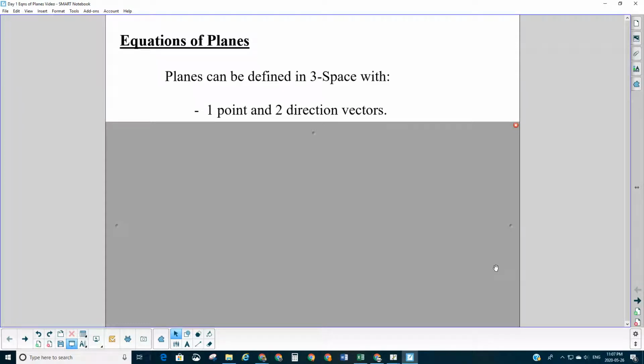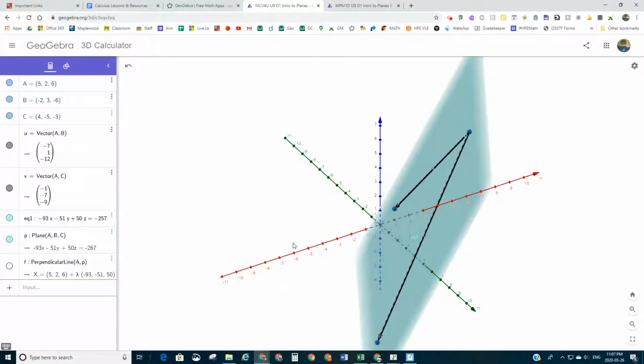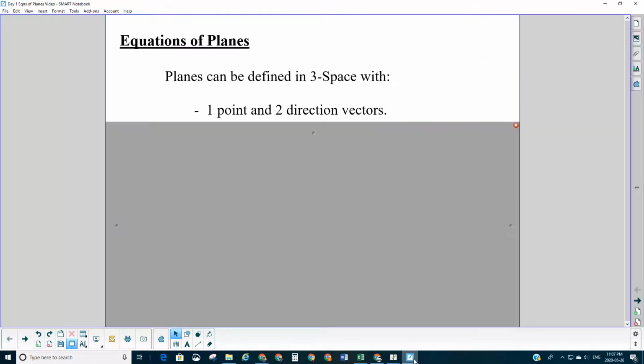So from those two demonstrations, you should be able to come up with these conclusions that we came to from the demonstrations. A plane is defined in three space with 1 point and two direction vectors. We saw that here we've actually got 3 points, but 1 point and two direction vectors are enough to define this green plane. As soon as you've got 1 point and 2 direction vectors, you can define it.